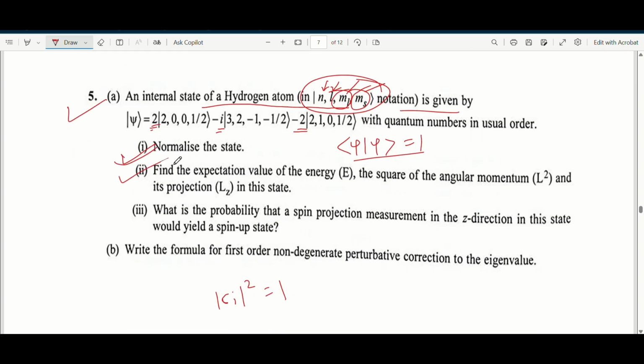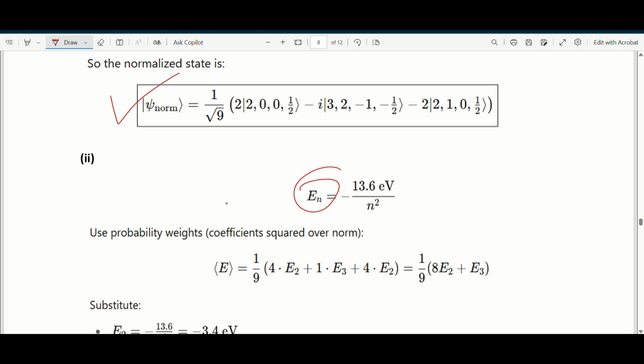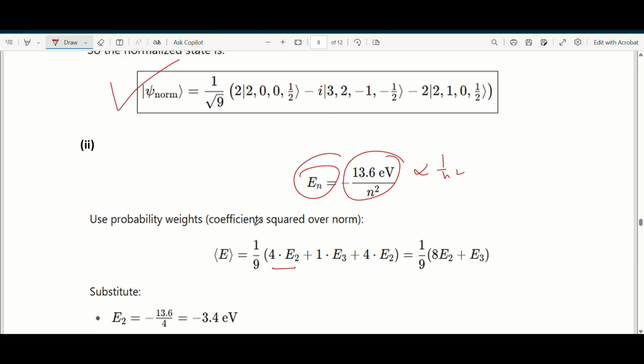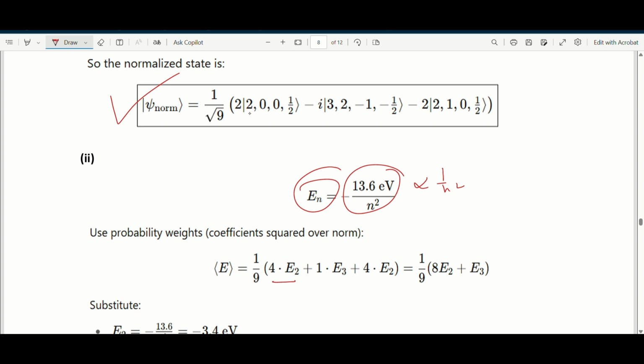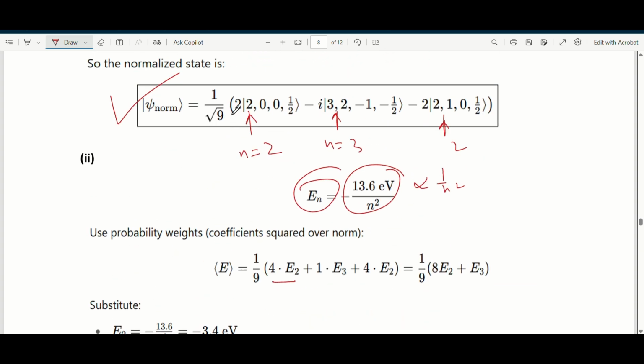After that, find the expectation of energy, angular momentum square and projection Lz. So simple. Energy is nothing but 1 by n square variation, with n, 1 by n square times minus 13.6. For the first state, what is the value of n? n equals 2 here, n equals 3 here, n equals 2 here. So ci square times the eigenvalue, where ci is nothing but 1 by 9. Sorry, for the first state ci square will be 4 by 9.